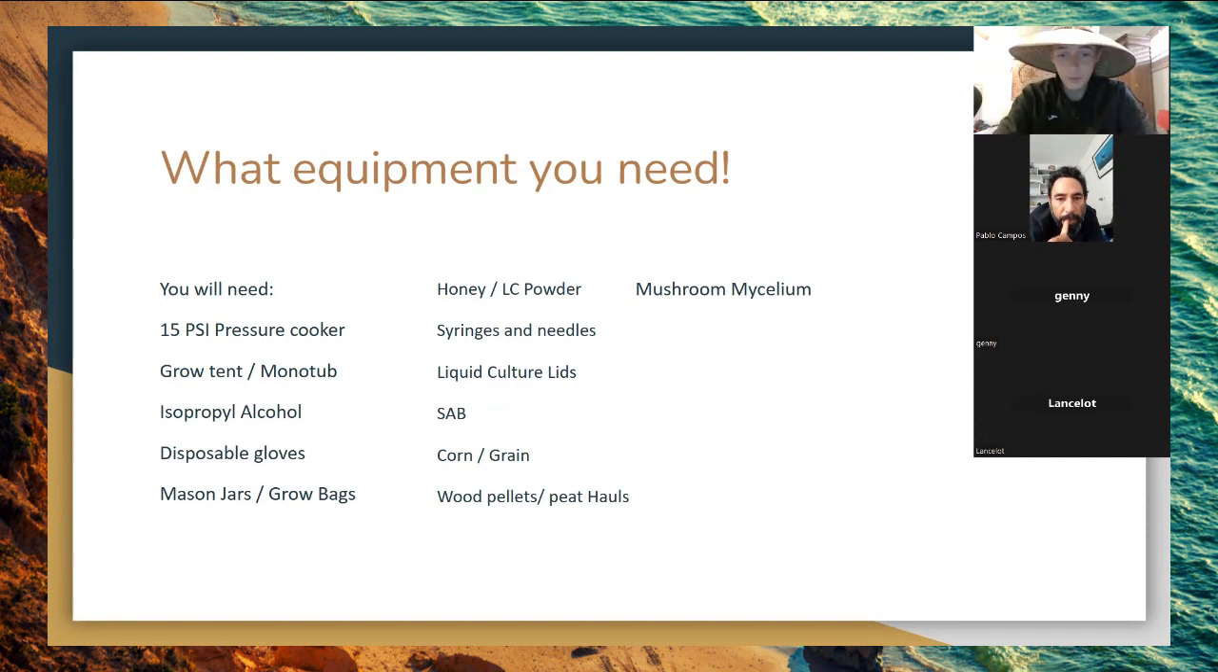Corn or grain, wood pellets or peat hulls, and mushroom mycelium, which you can buy from anywhere, such as Amazon. You can pretty much buy it anywhere online. It's not illegal to buy mycelium unless you're getting that kind of mycelium. But for the most part, this mycelium right here, you can just buy online. You can buy it on Amazon, eBay, anywhere really.